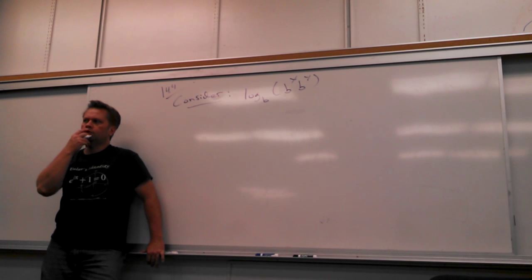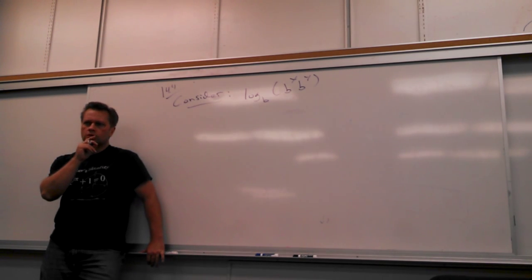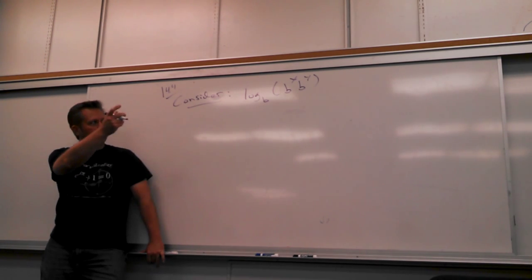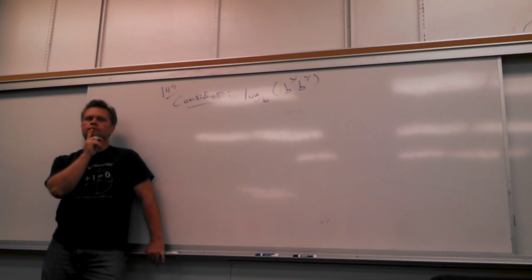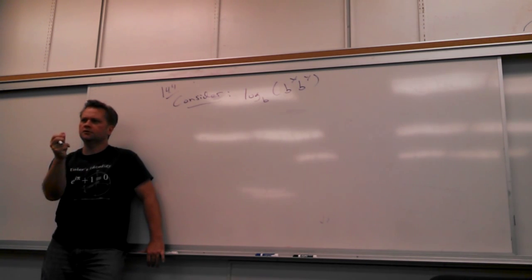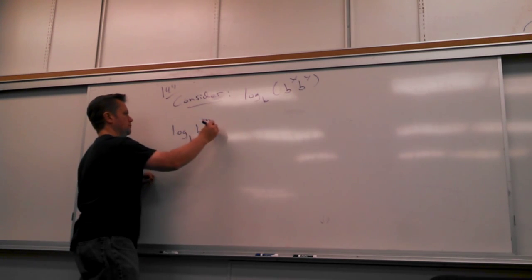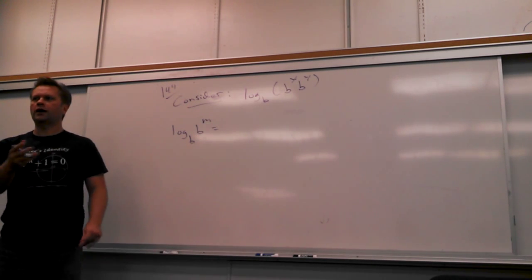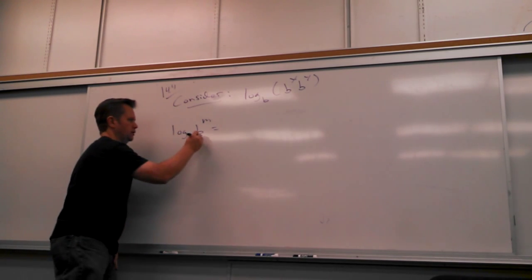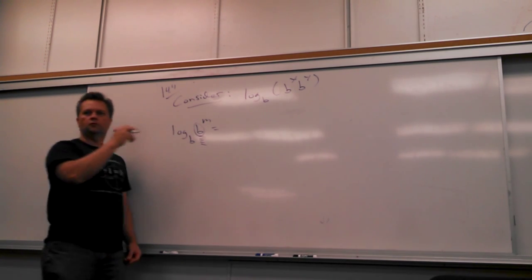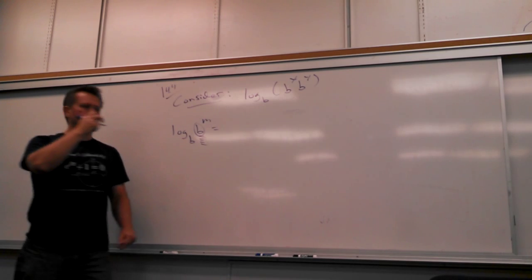How do I do this? What would I do? What can I do on the inside? Come on now. What's log base b of b to the m? M. Why is that easy? Because there's only one b inside, right? This is m.